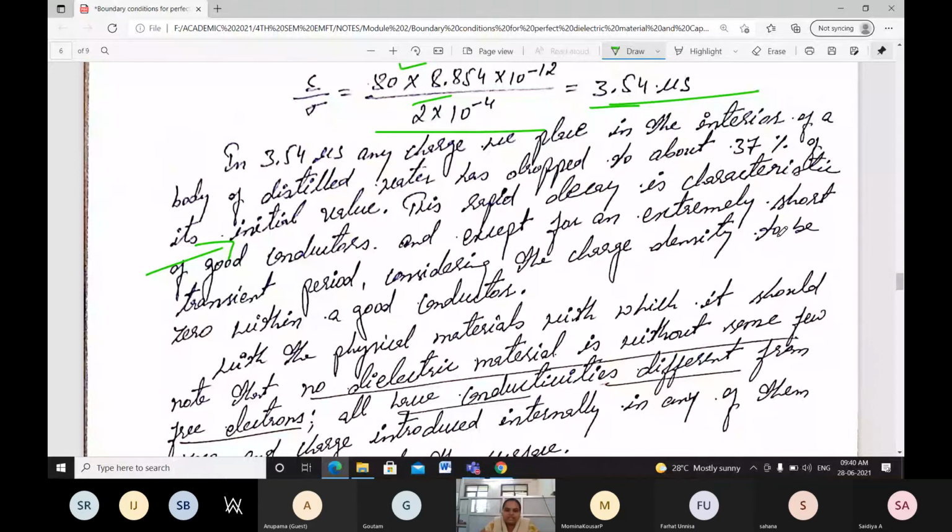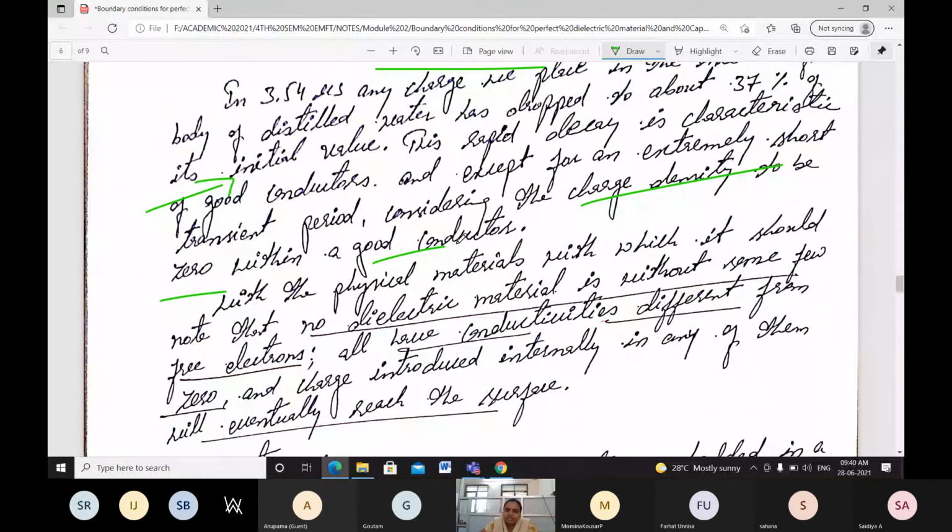Considering the charge density to be 0 for a good conductor means our charge density should be 0 if I am telling that it is a good conductor. Then, with physical materials, we should note that no dielectric material is without a few electrons. Whatever dielectric material it is, it will have some free electrons.